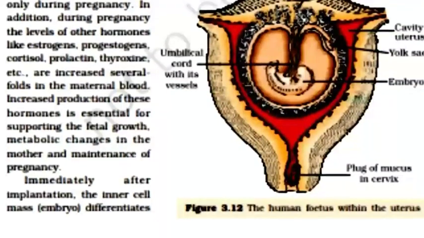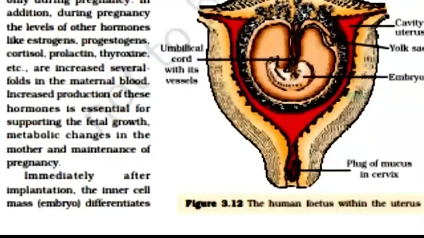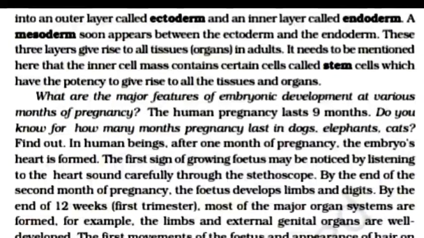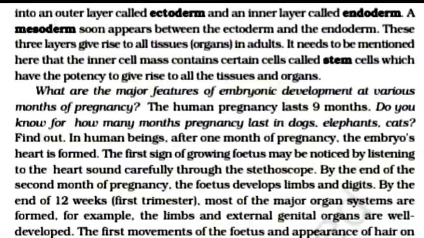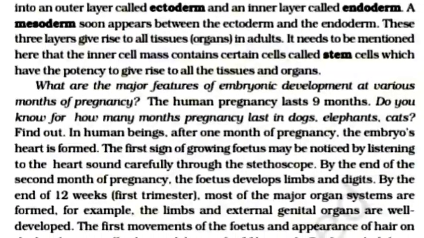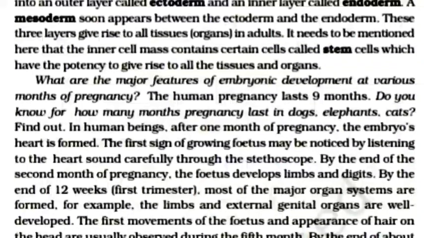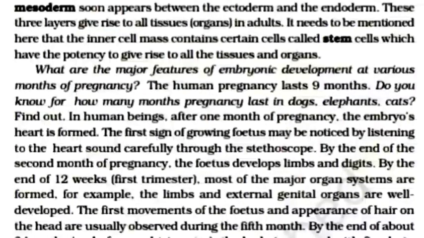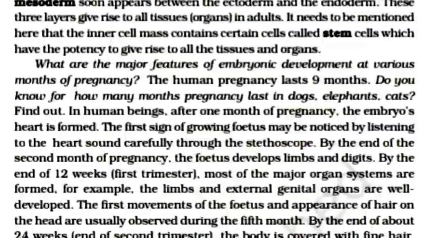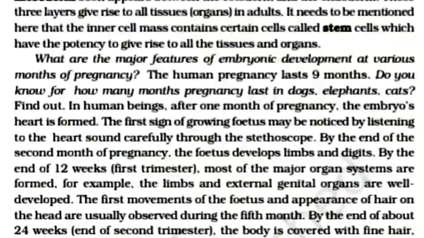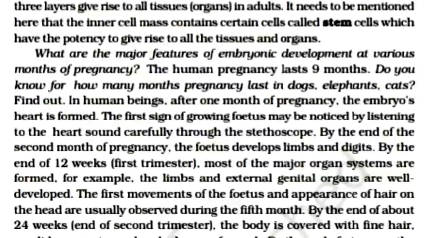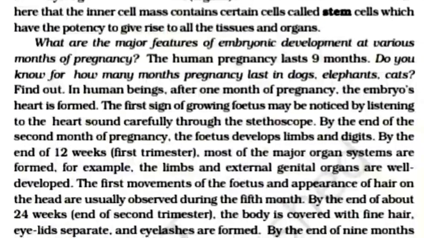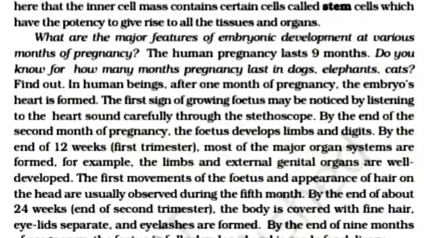Immediately after implantation, the inner cell mass of the embryo differentiates into an outer layer called ectoderm and an inner layer called endoderm. A mesoderm soon appears between the ectoderm and the endoderm. These three layers give rise to all tissues and organs in adults. It needs to be mentioned here that the inner cell mass contains certain cells called stem cells which have the potency to give rise to all tissues and organs.